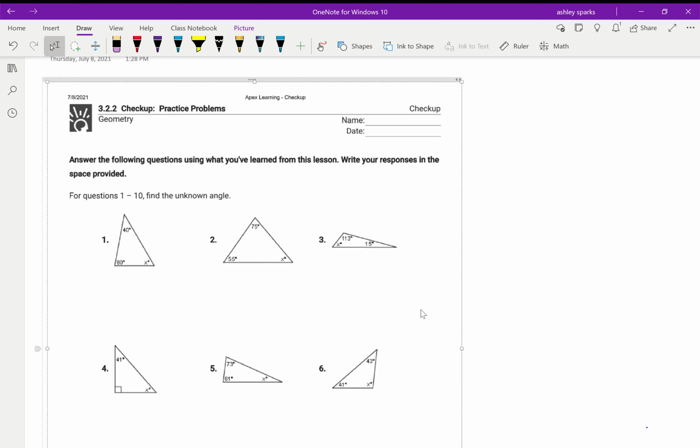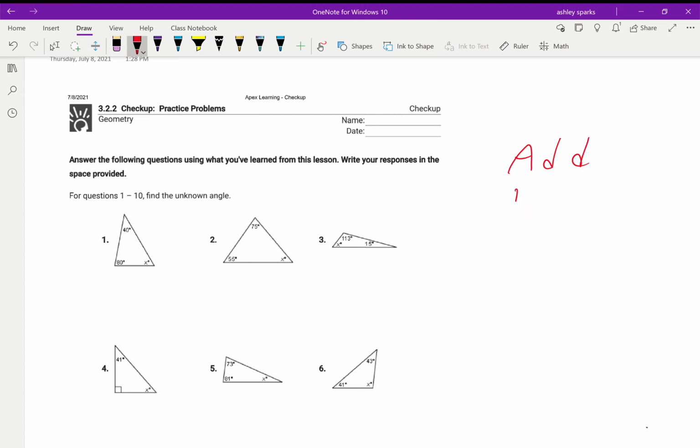Talk about section 3.2.2. This section is all about the measurements of a triangle. What you need to know here is that triangles add to 180 degrees. So to be able to do these problems, you can simply add your two given angles together. So I got 40 there and 80 there. That gives me 120. And I would do 180 minus 120. And I'm left over with 60.